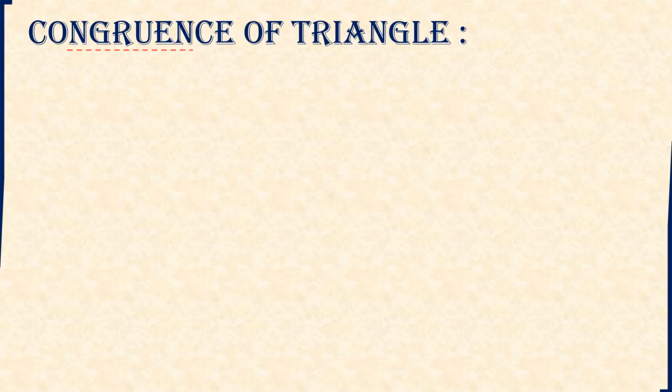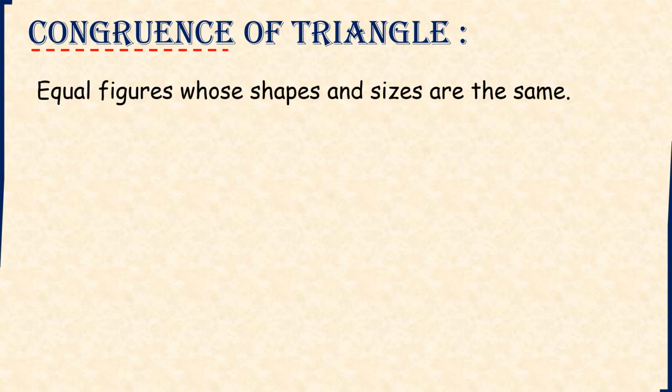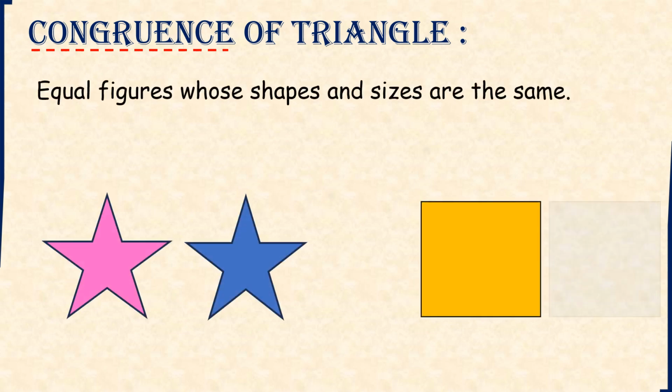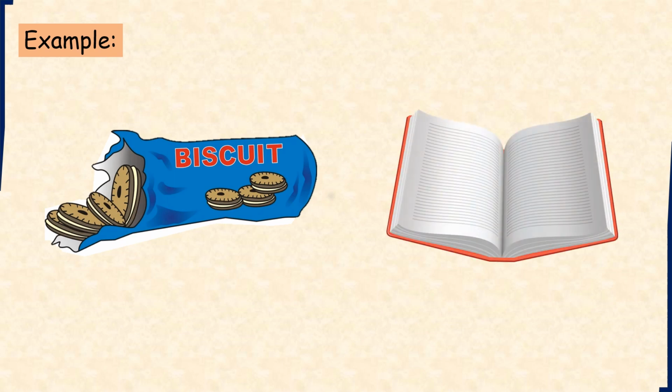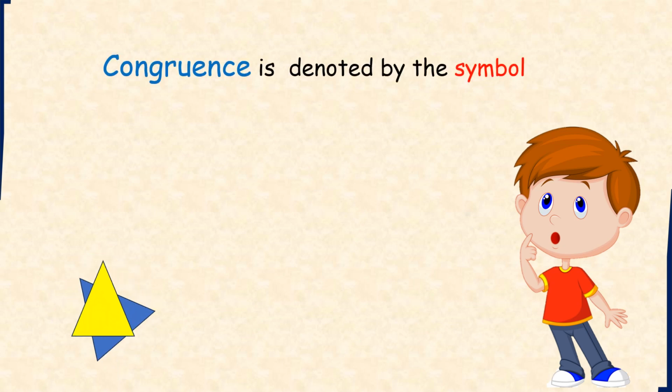Now, let us see what is congruent or congruence. Congruent means equal figures whose shapes and sizes are same. Examples for congruence: biscuits in a package and pages of a book, etc. Congruence is denoted by the symbol.